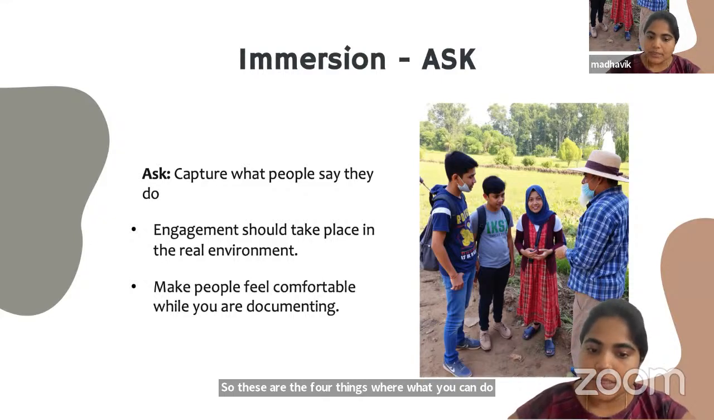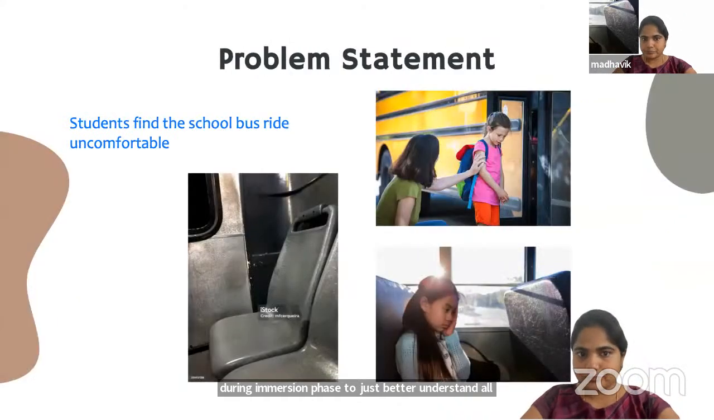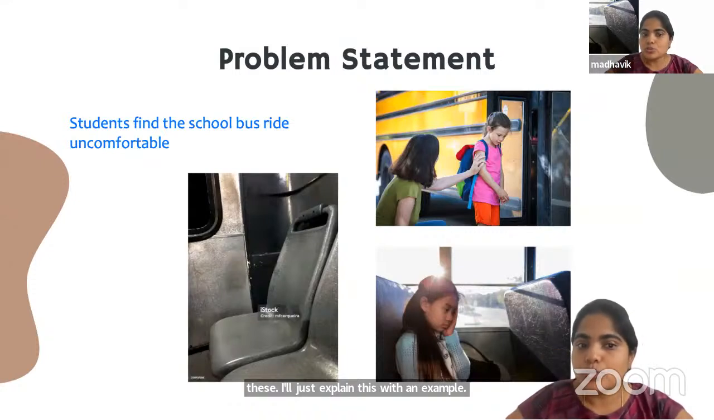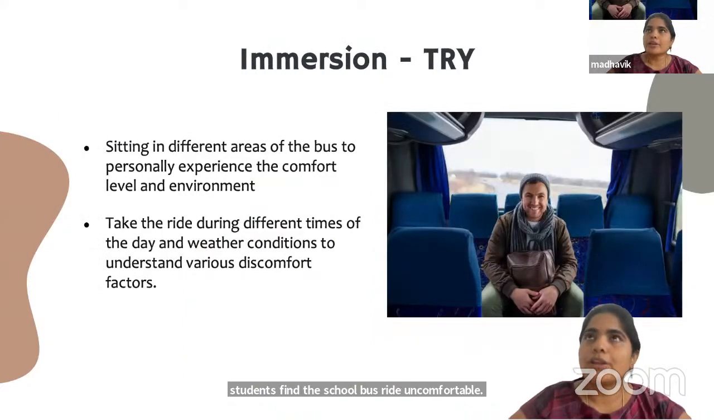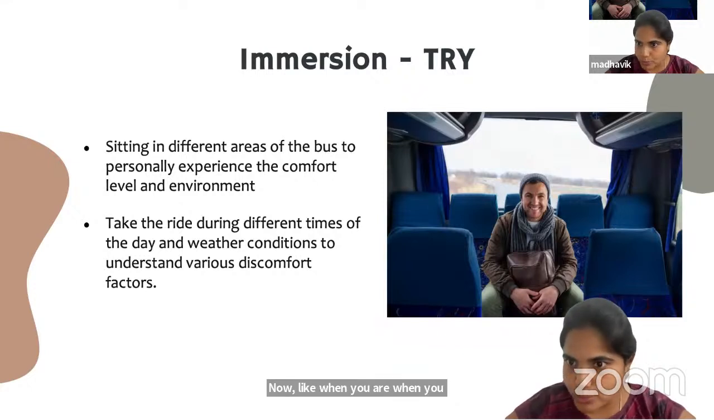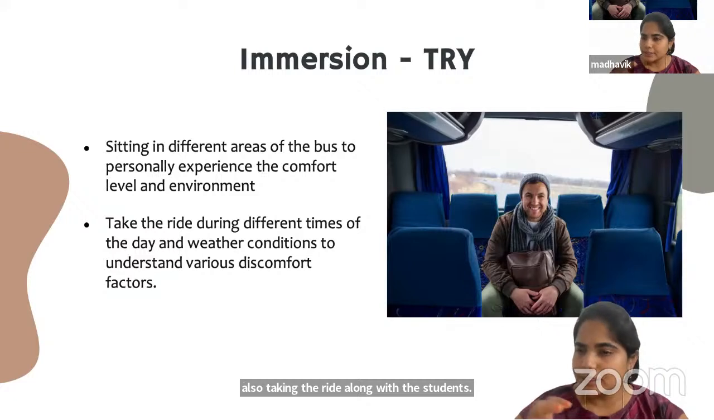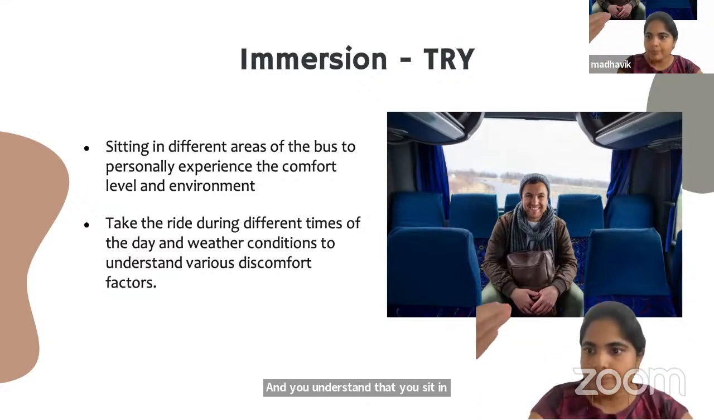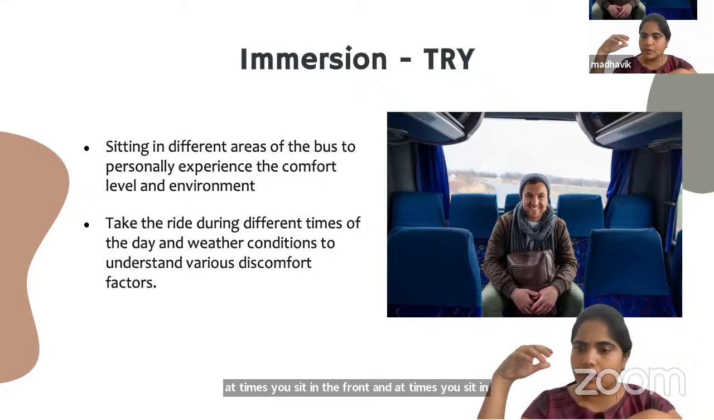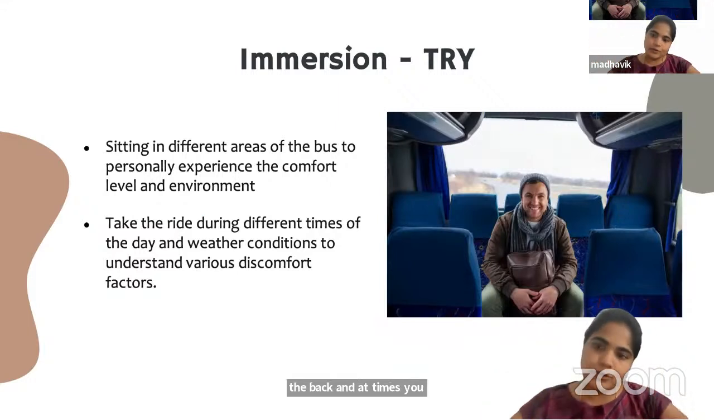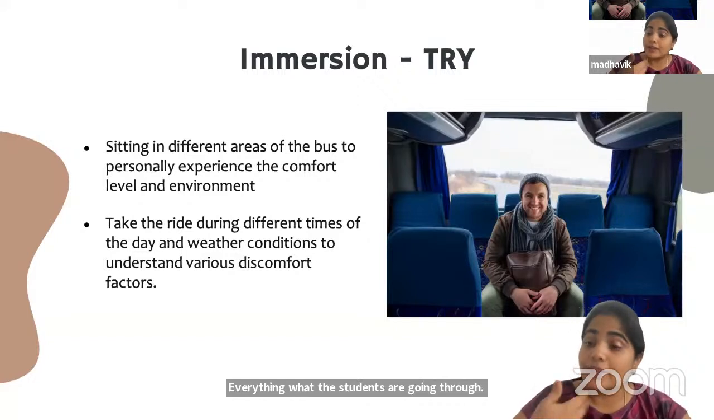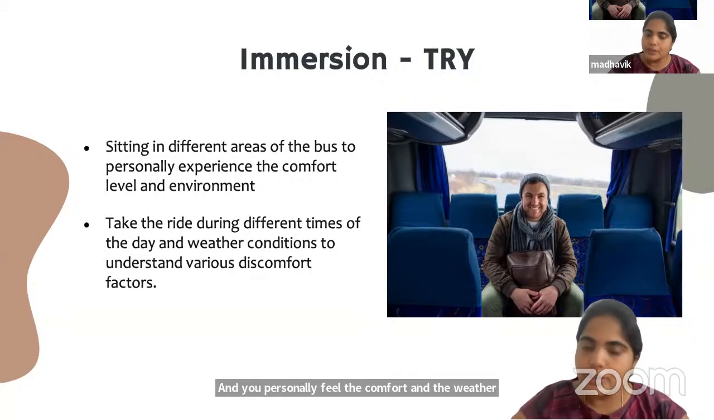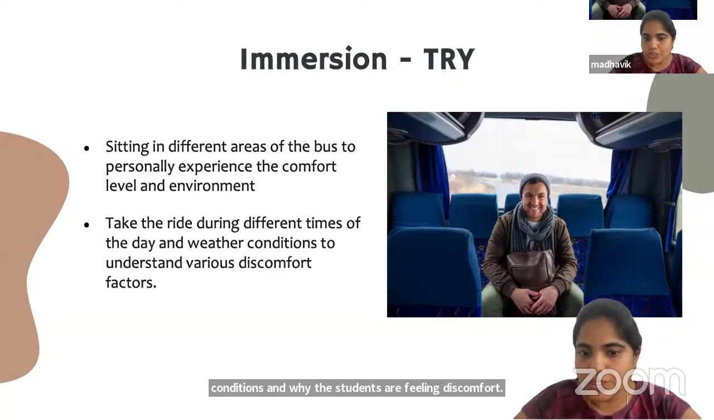To better understand all this, I'll explain it with an example. The problem statement is, students find the school bus ride uncomfortable. It is a very simple problem statement. Now, when you try it yourself, you take the ride along with the students, and you sit in different places. At times you sit in the front, at times at the back, at times in the middle, or on your left side, on your right side, and you experience everything the students are going through. You personally feel the comfort and the weather conditions, and why the students are feeling discomfort. You try it the way the students do.